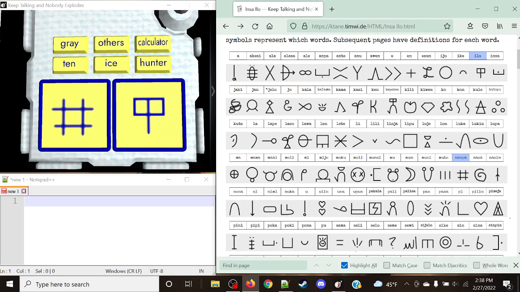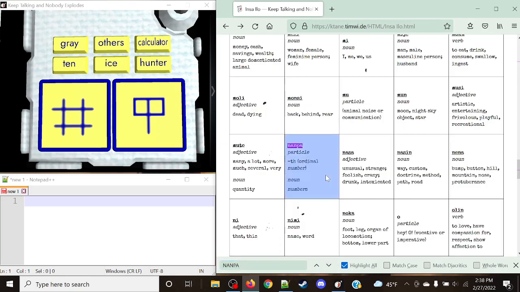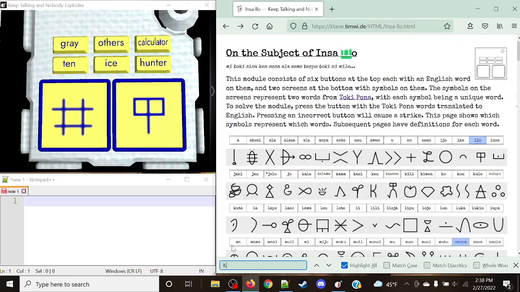So we have nanpa, which corresponds to definitions of ordinal number. Okay, so it's going to be some sort of number here. That potentially could be a 10 immediately right off the bat. Let's confirm what ilo means, just to make sure. So let's find this in the definition here.